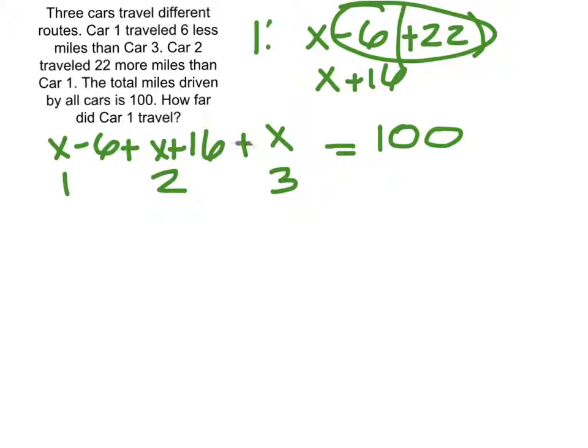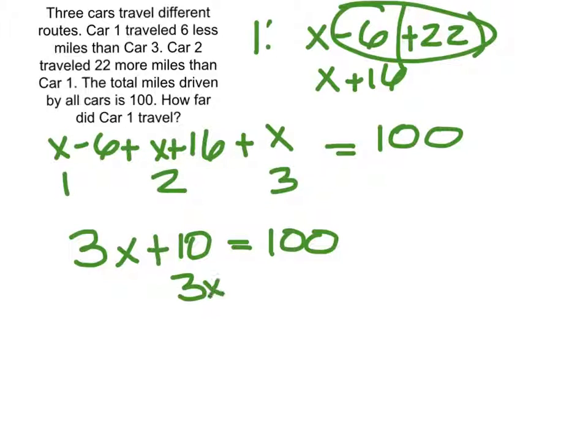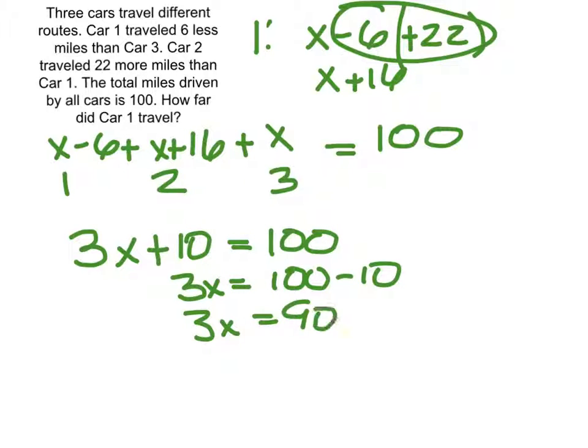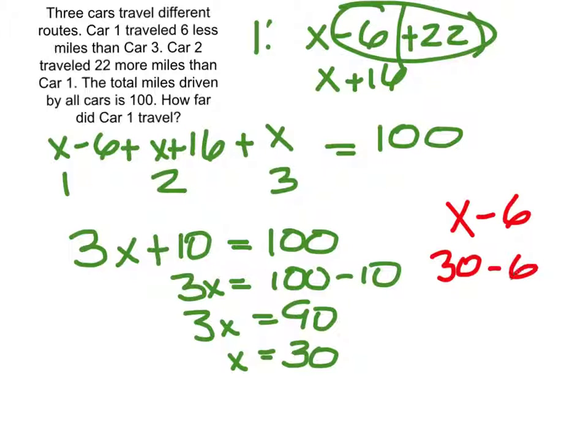Alright, so we'll put pluses in here, and we have 3 x's, and we have minus 6 plus 16, which is going to give us a plus 10. So we move that plus 10 to the right, make it minus 10. We come up with 90, and divide 90 by 3 to get 30. Now the question is asking, how far did car 1 travel? Car 1 is x minus 6. So 30 minus 6 would be 24.